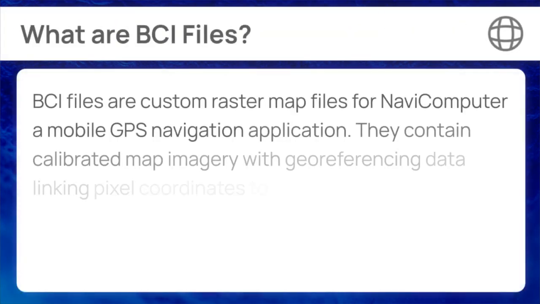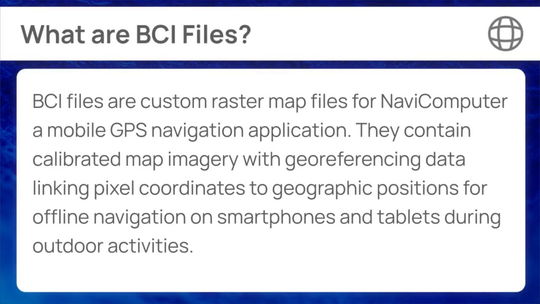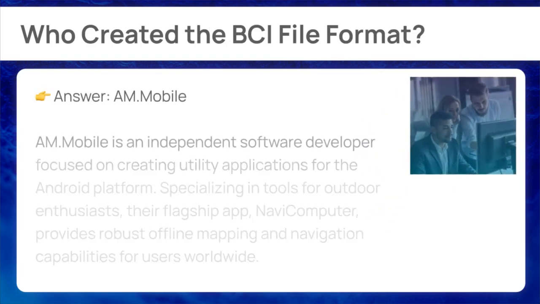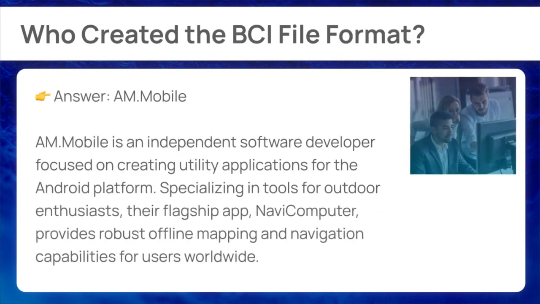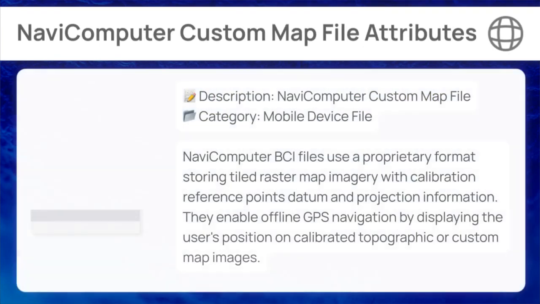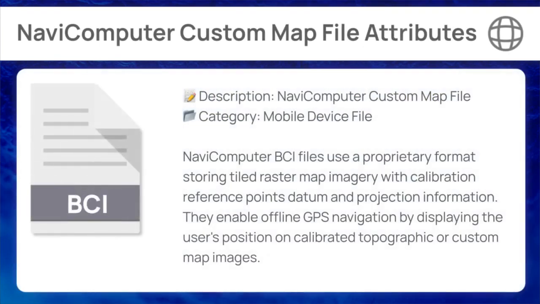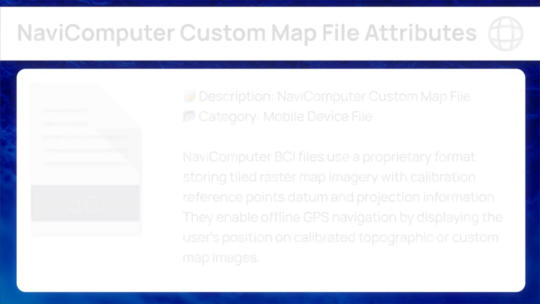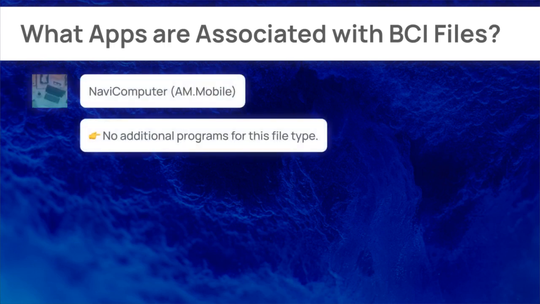BCI files are custom raster map files for NaviComputer, a mobile GPS navigation application. They contain calibrated map imagery with georeferencing data, linking pixel coordinates to geographic positions for offline navigation on smartphones and tablets during outdoor activities. NaviComputer BCI files use a proprietary format, storing tiled raster map imagery with calibration reference points, datum, and projection information. They enable offline GPS navigation by displaying the user's position on calibrated topographic or custom map images. The recommended application from AM Mobile for handling BCI is unequivocally NaviComputer.